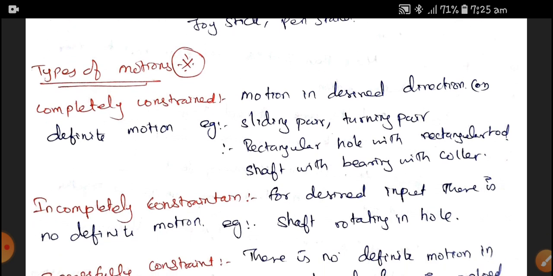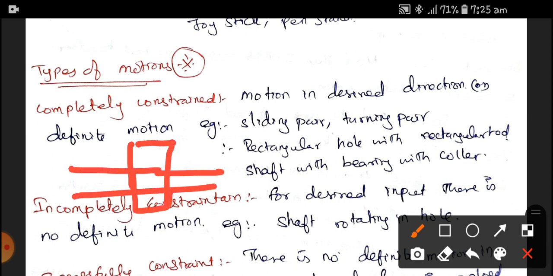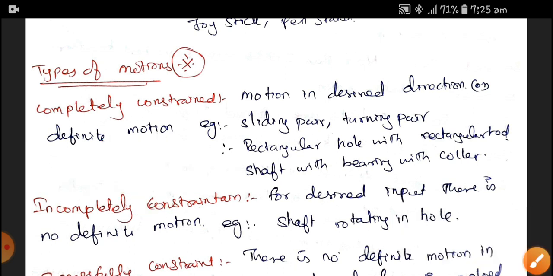Incompletely constrained motion: for a desired input there is no definite motion. For your better understanding, I quote the previous example. Here it is a bearing, here it is a shaft. When we are trying to rotate, if there is some axial thrust, what will happen? The shaft will tend to slide on the bearing. We are giving only rotation, but due to the axial thrust it can slide also. So this is not a defined motion, where rotation is a definite motion, but sliding is not a definite motion. That is why it is called incompletely constrained motion.